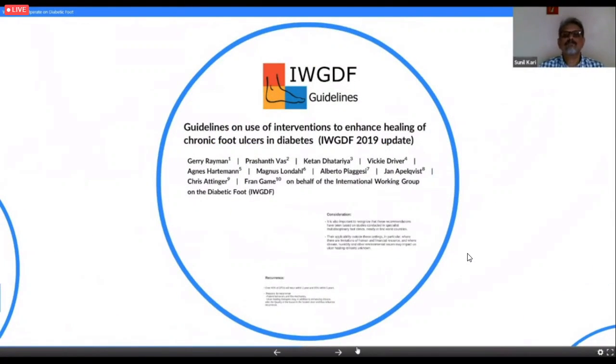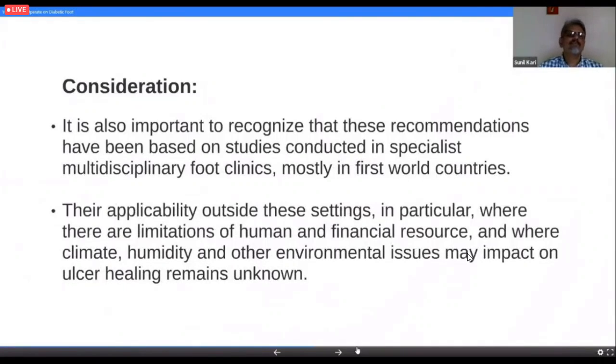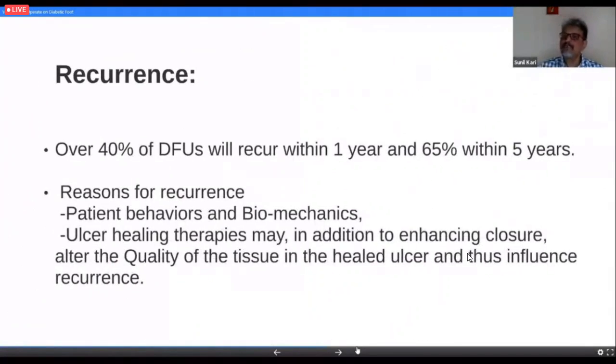When we go through the guidelines on usage of interventions to enhance healing of chronic foot ulcers in diabetes, under the leadership of Professor J.V. Raymond and co-authors, it is made very clear that all the considerations for these recommendations have been based on studies conducted in specialist multidisciplinary foot clinics, mostly in first world countries. Their applicability outside these settings, in particular where there are limitations of human and financial resources, may have an impact on ulcer healing.